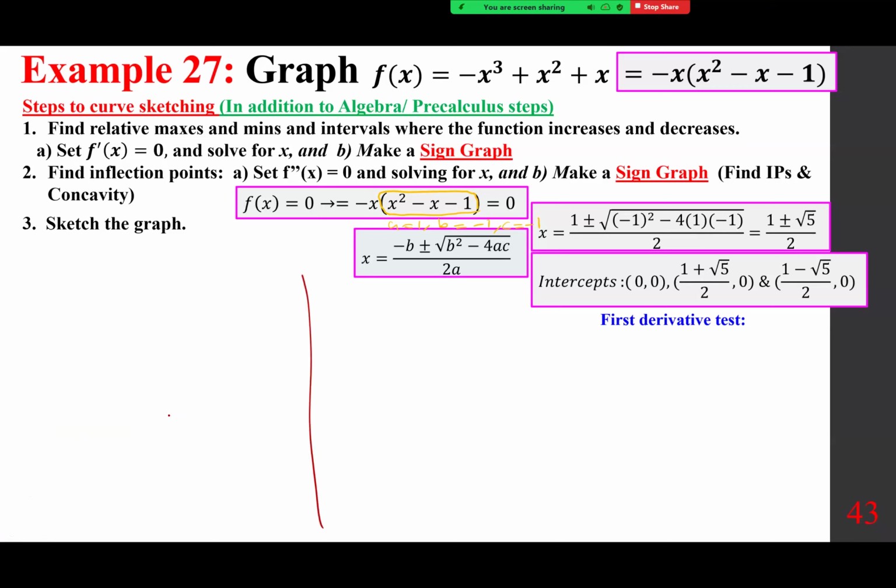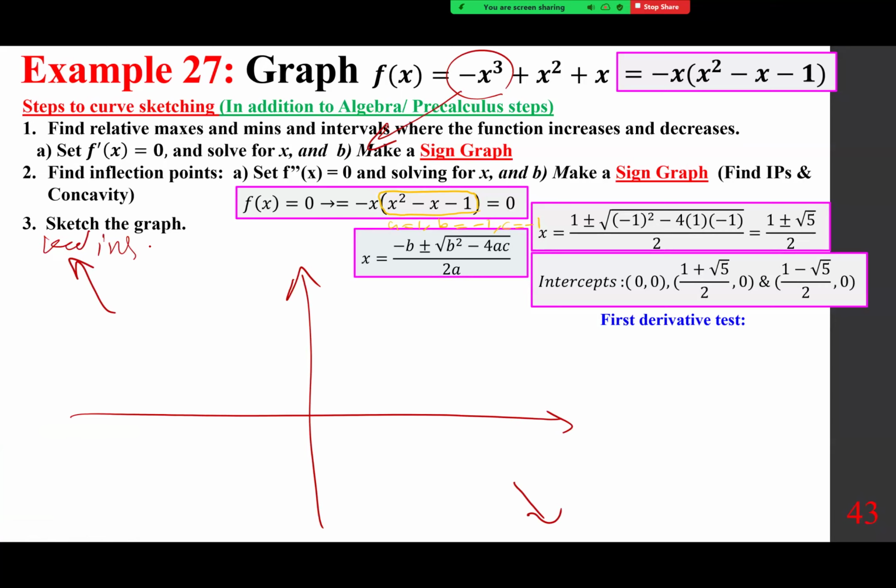Just to give you an idea, as far as the end behavior is concerned, it looks like minus x cubed. So that's the end behavior, everybody. So the second and the fourth quadrant. This is the leading term. The leading term is minus x cubed. So it looks like that's the end.